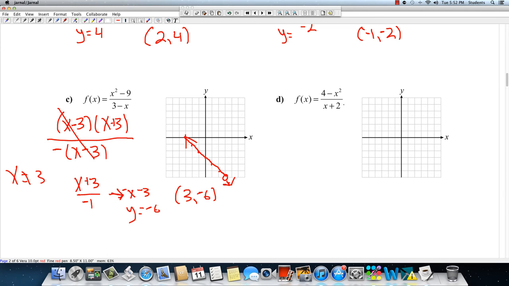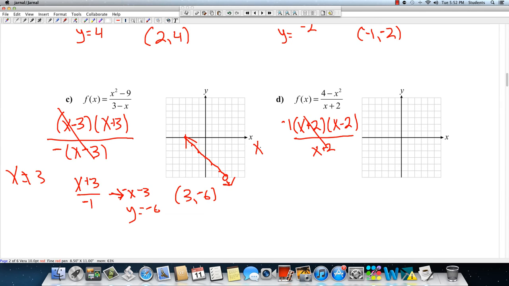Okay, last one, question D. We're going to have to factor out a negative 1 for the numerator this time, and be left with the difference of squares between x and negative 4. So we're going to have x plus 2, x minus 2, all over x plus 2.